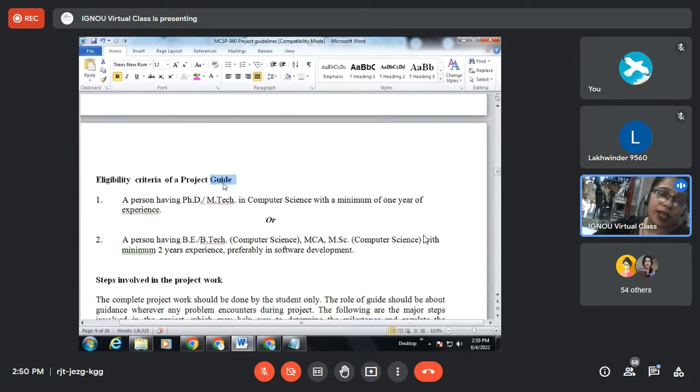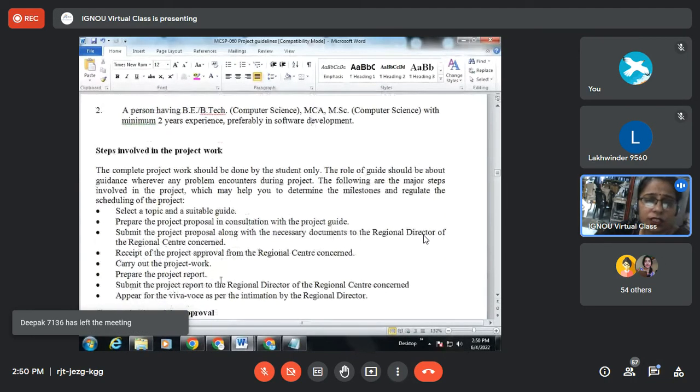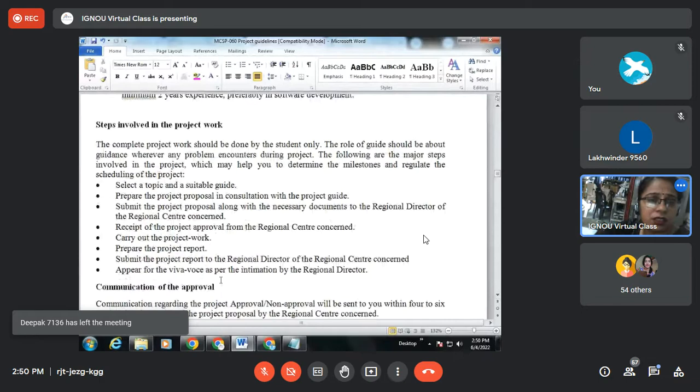So your guide could be any person who fulfills this criteria. He must have this kind of qualification and experience. It's not necessary that since PCT is your learning center, you must opt for your guide from here only. If someone qualifies this criteria, they can be your guide also, right? No, here is the topic, here is the actual part that I was looking for.